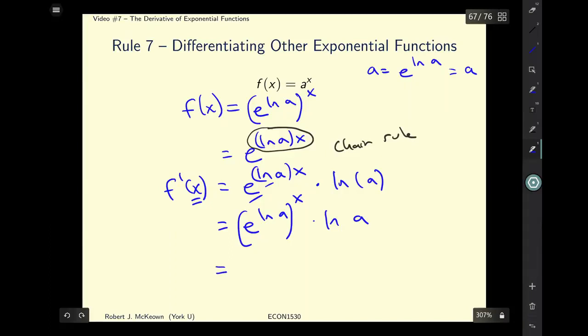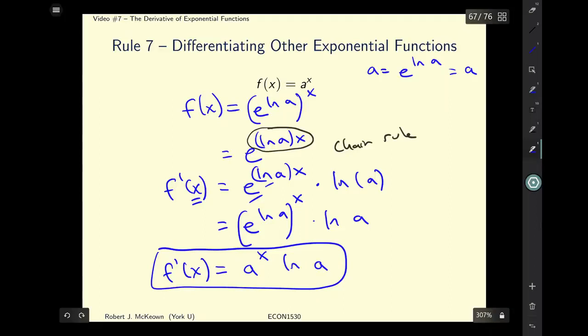And now we've got a^x log a. And that, my friends, is the exponent rule with exponents other than the natural exponent. And that's rule 7.